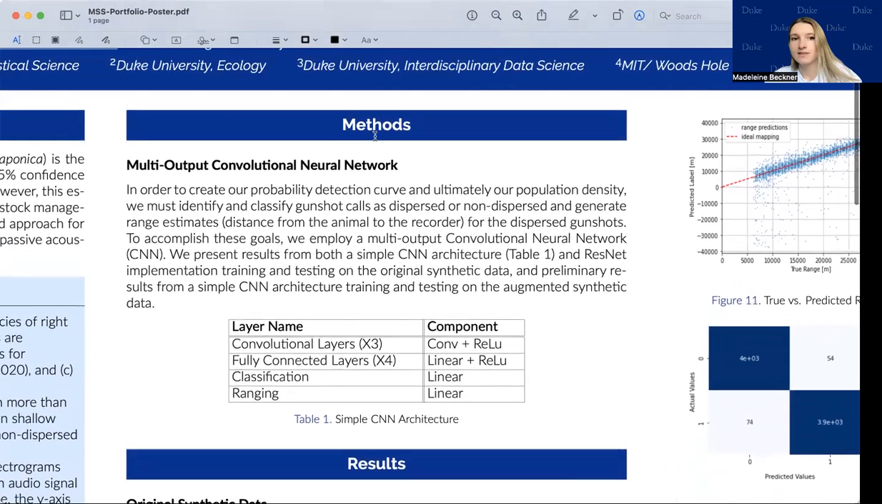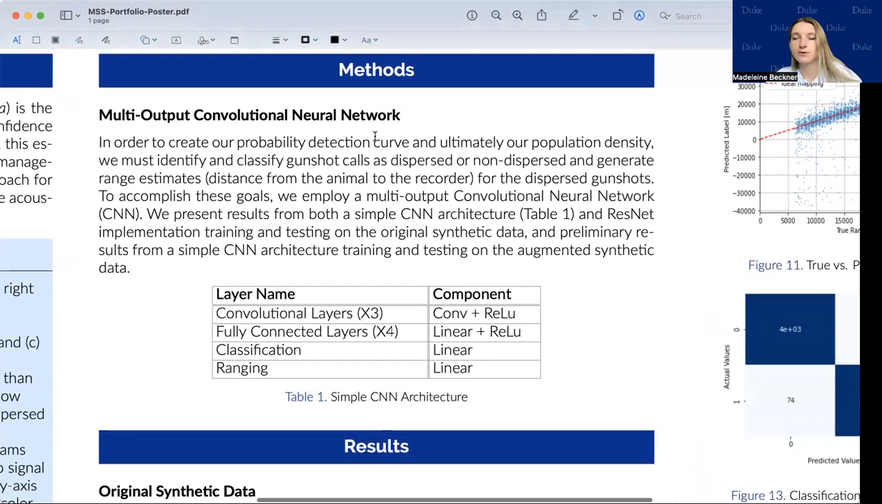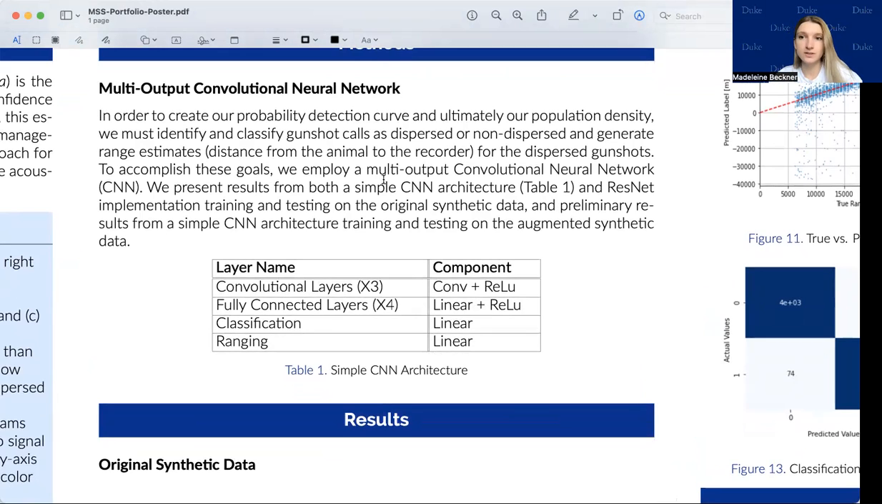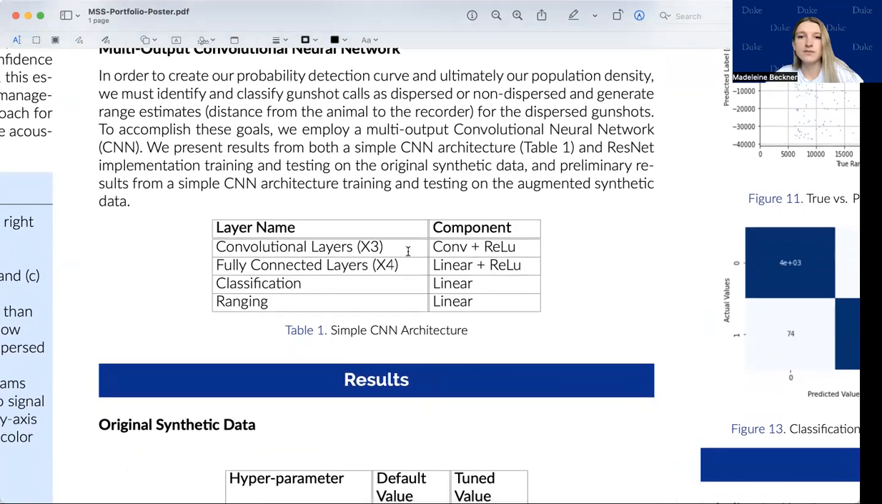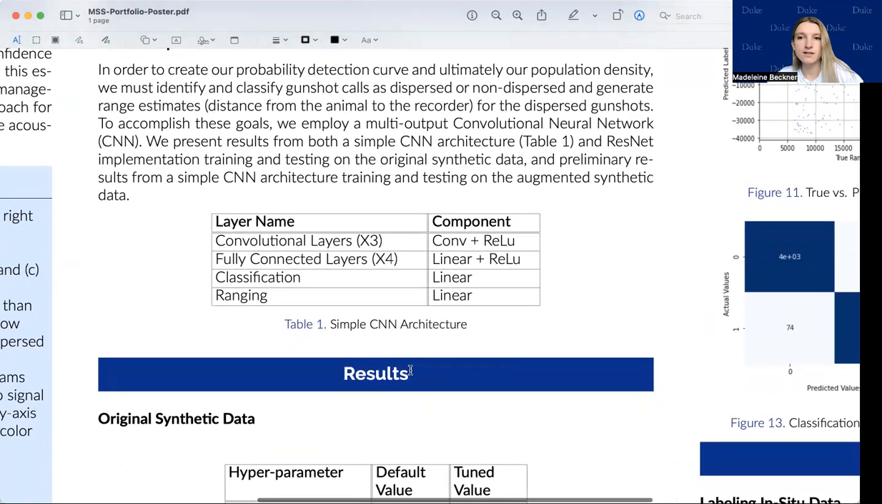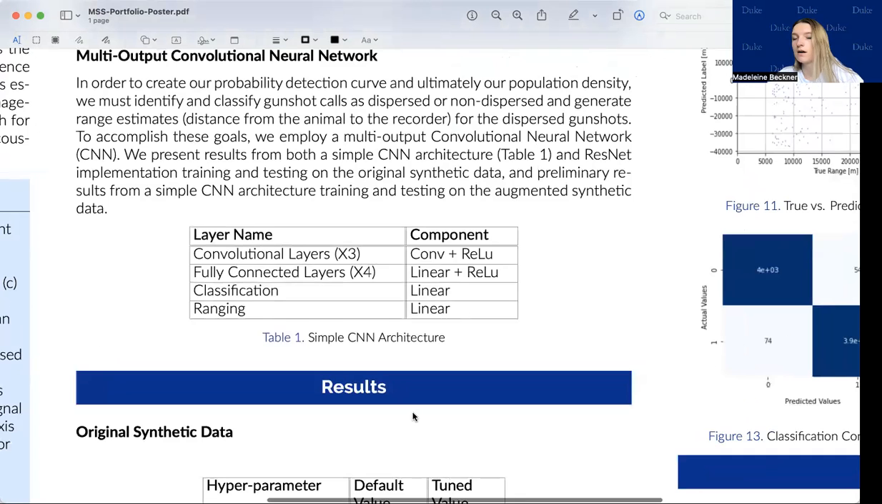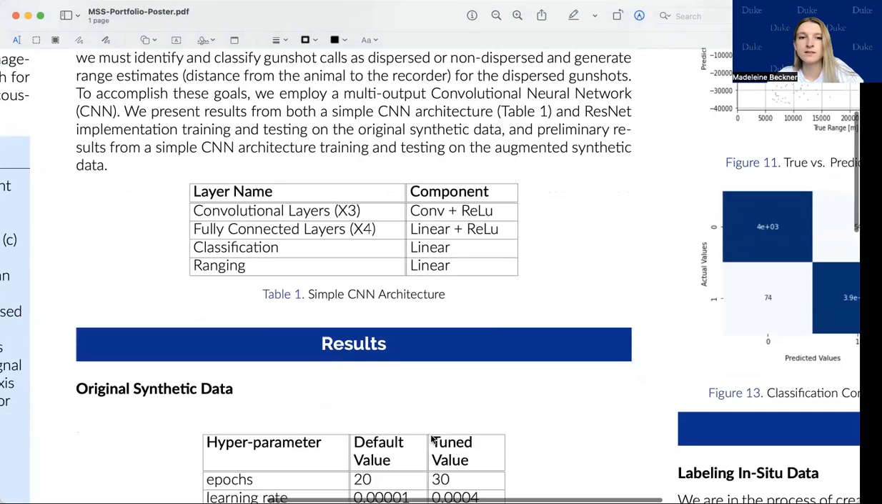So let's see, now we have our methods. The method we used for training is the multi-output convolutional neural network. We use a multi-output neural network because we have to both identify and classify the gunshot calls as dispersed or not. And then we also have a regression problem, which is generating the range estimates for the dispersed gunshots. So we present results here on a simple CNN architecture, a ResNet 19 architecture on the original synthetic data, and then preliminary results from our augmented data on a simple CNN.